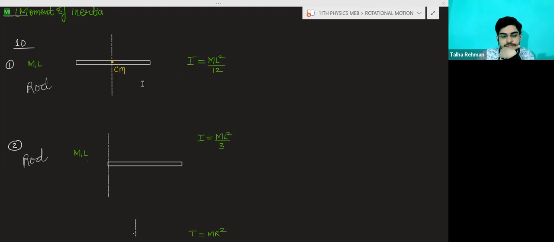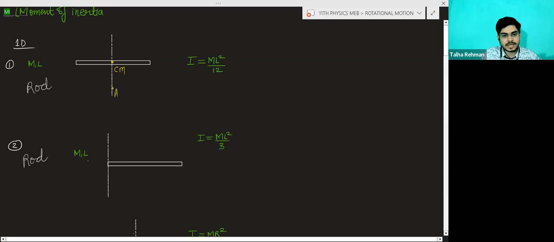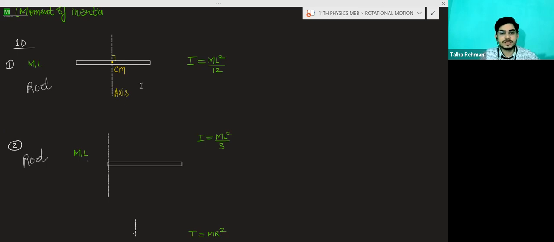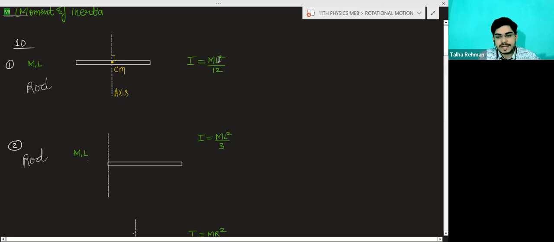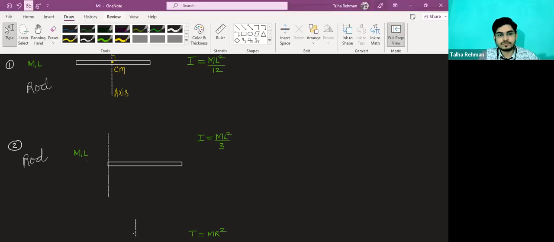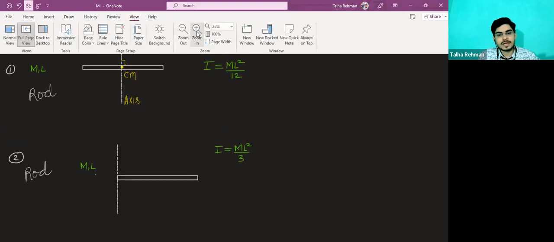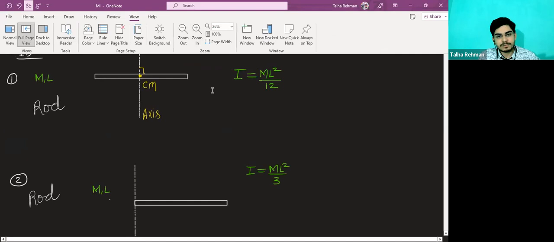So the moment of inertia of this rod about an axis passing through the center of mass and perpendicular to the rod is given by ml square divided by 12.